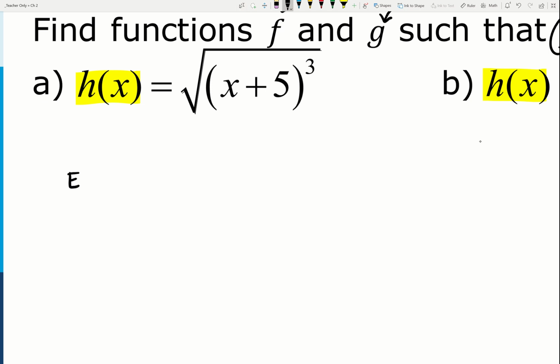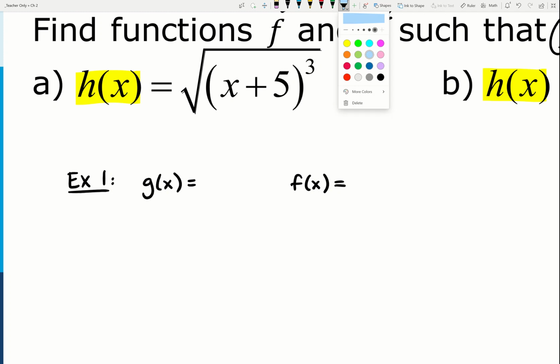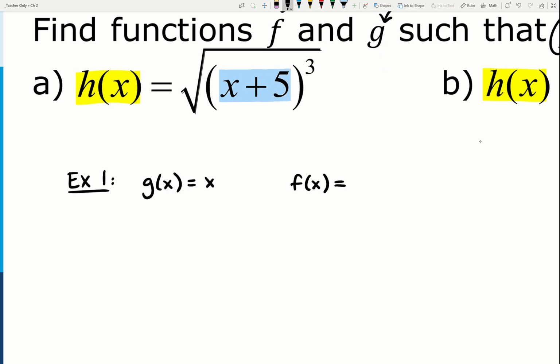As an example, I'll say example 1. One way that you might define g of x, the inside, and f of x, the outside, is the following. Maybe you look at the inside function as simply this x plus 5. If we call g of x equal to x plus 5, then everything that remains is going to be f, so the square root of x to the third would be my f. That's just one way to decompose these.